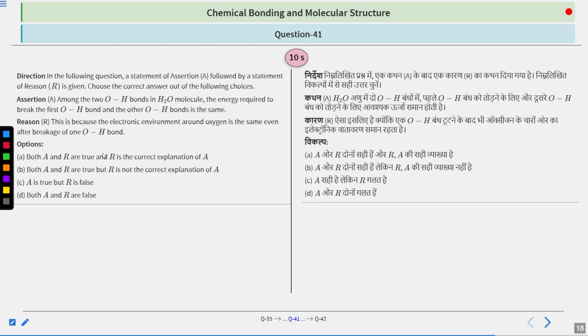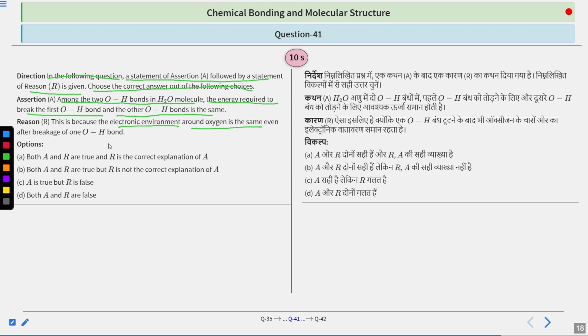Question number 41. Directions: in the following question, a statement of assertion A followed by a statement of reason R is given. Choose the correct answer out of the following choices. Assertion: among the two OH bonds in the H2O molecule, the energy required to break the first OH bond and the other OH bond is the same. Reason: this is because the electronic environment around oxygen is the same as that after breakage of one OH bond.